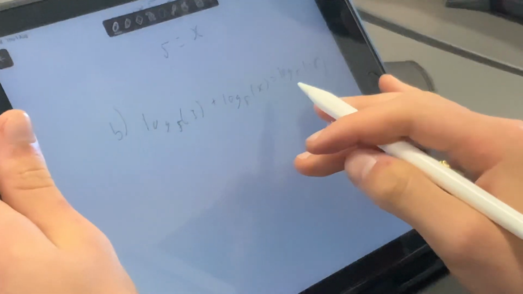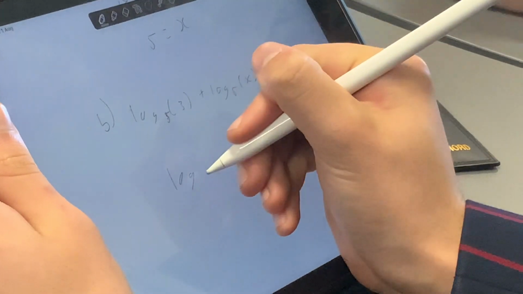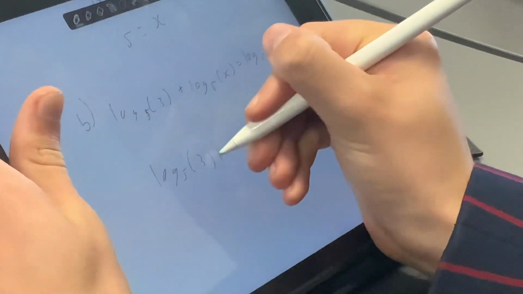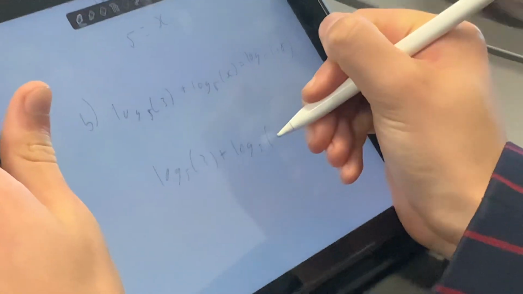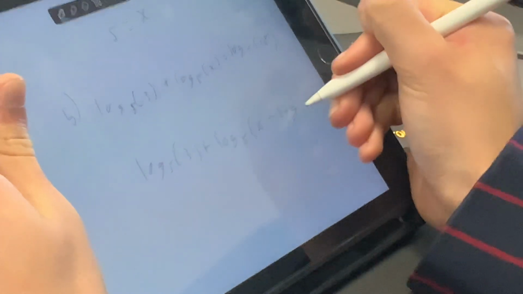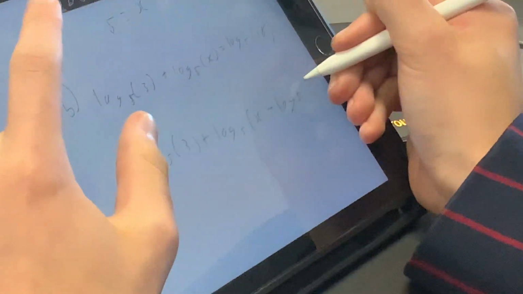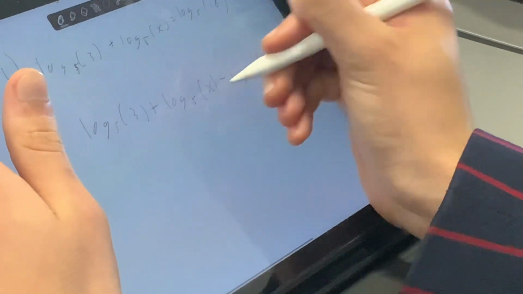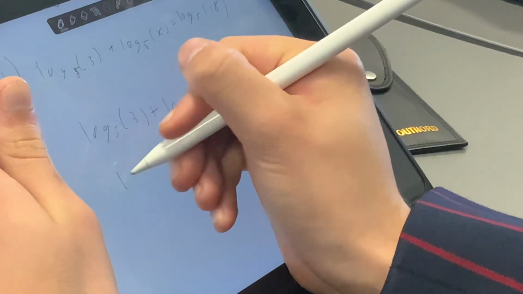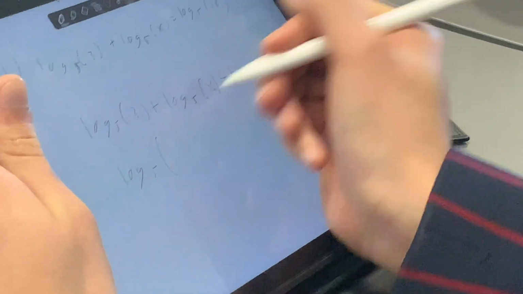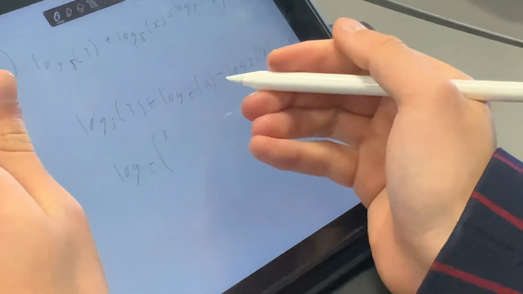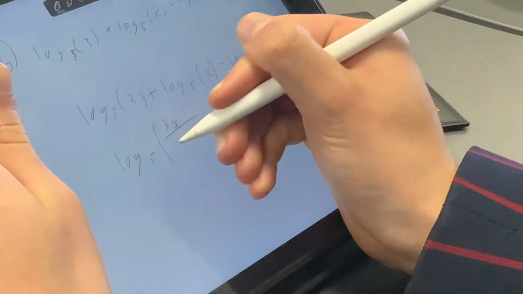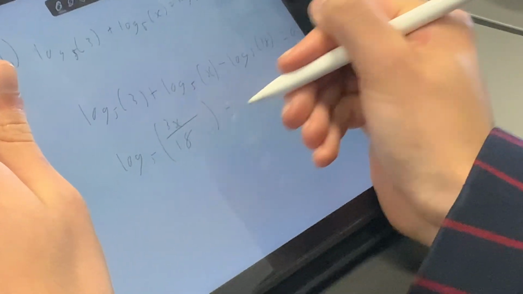We are doing a very similar strategy. So first of all, of course, make it log 5 3 plus log 5 x minus log 5 18 equals 0. Then we just do log 5 of 3 times x over 18 equals 0.